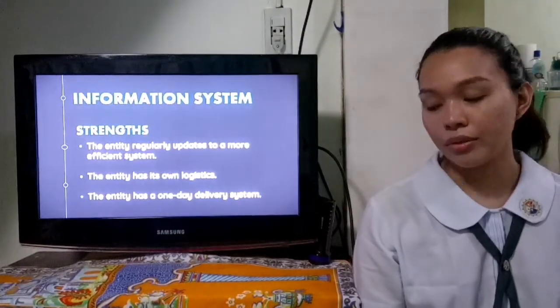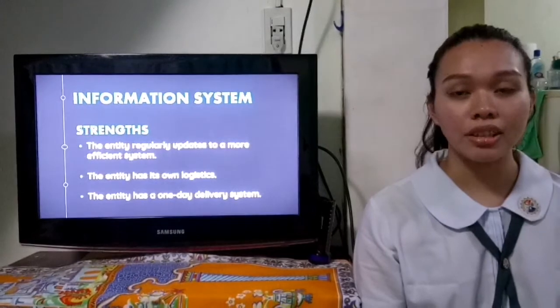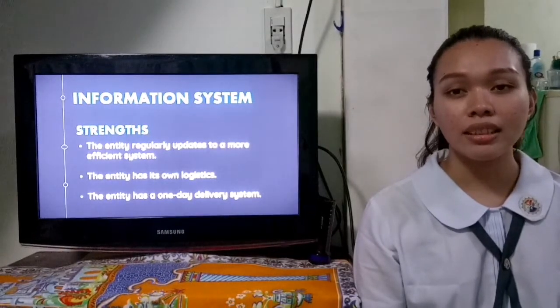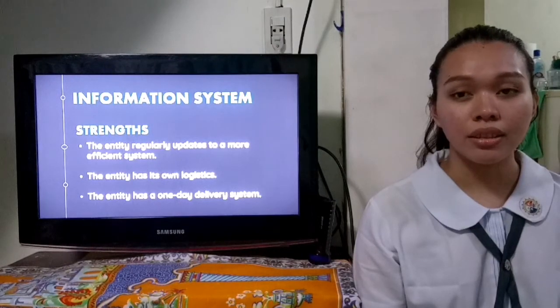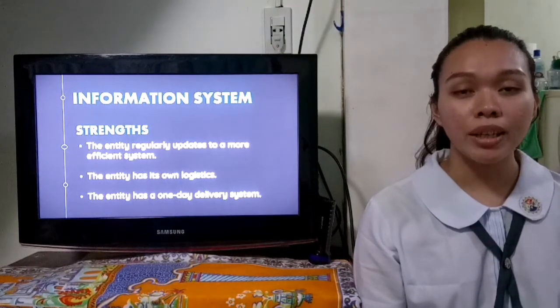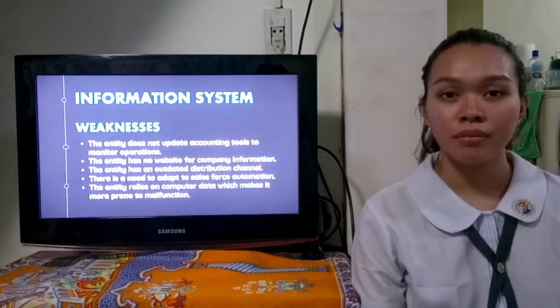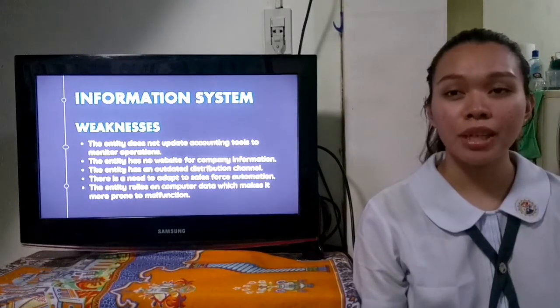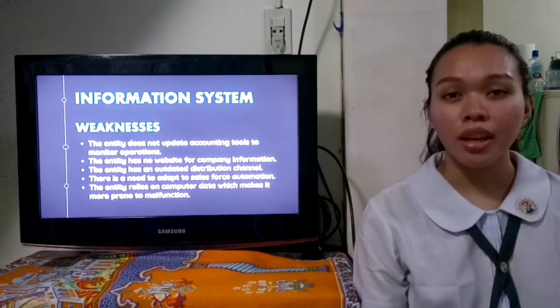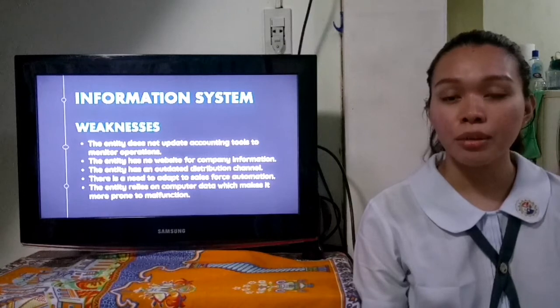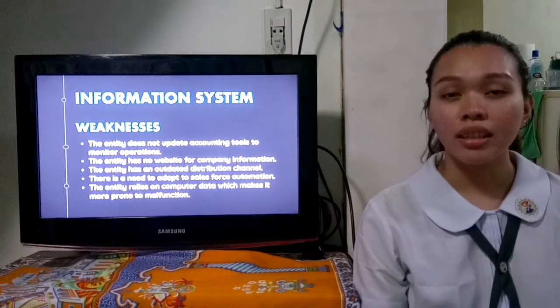Another example is for the information system as intangible assets. Strength in this type of asset is the regular updates of entities in their systems, the presence of logistics, and also a website. Weaknesses for information system can be the outdated systems and or website, and another would be the absence of the updated systems and website.